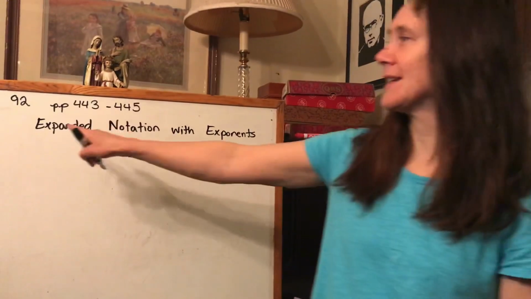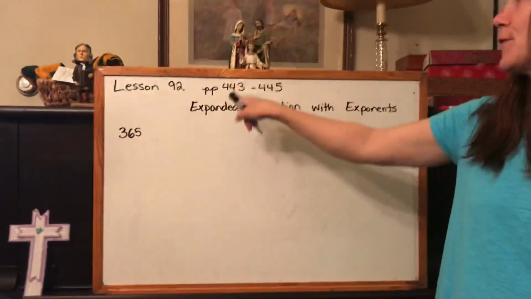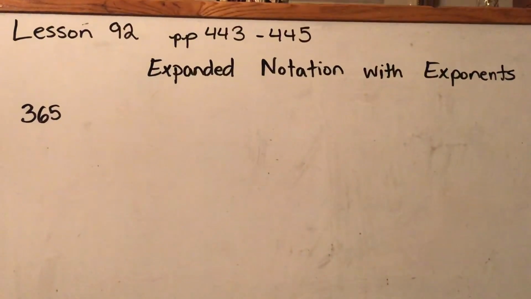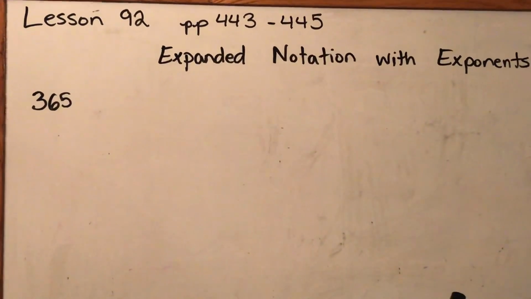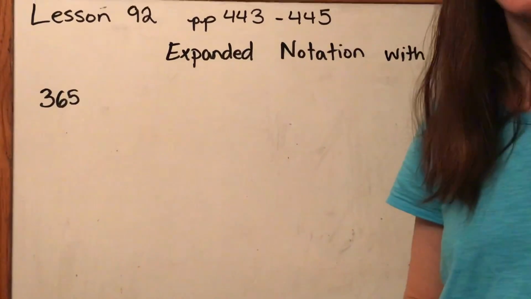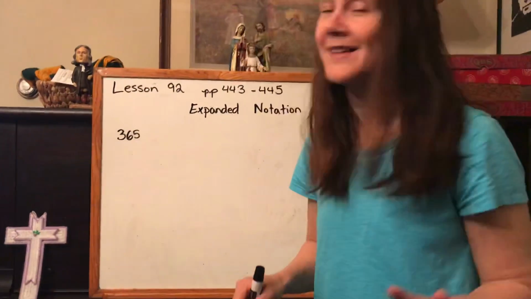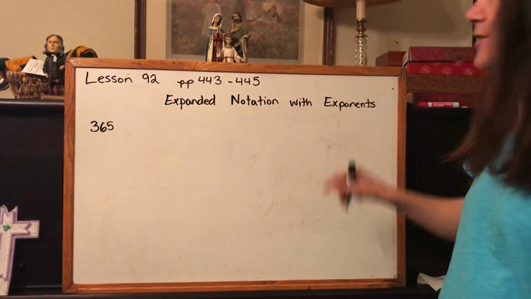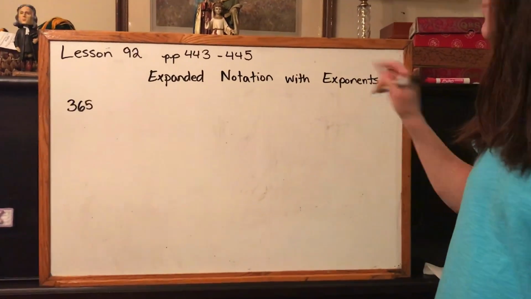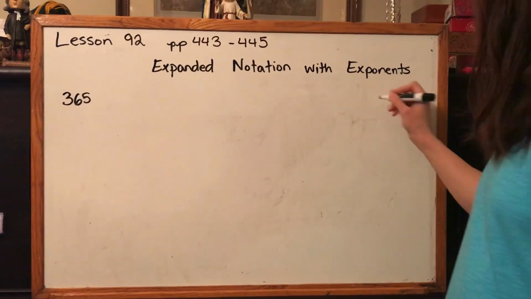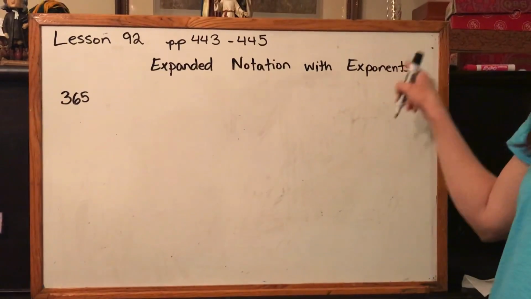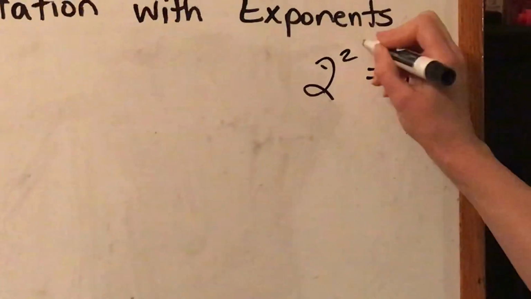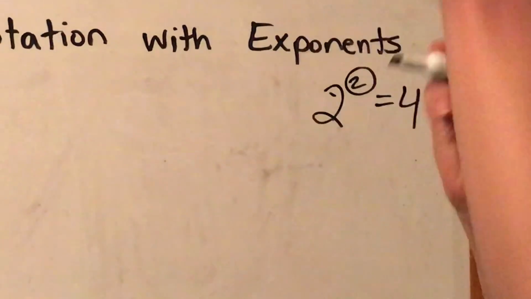All right, we're doing lesson 92, which if you're following along in your book, is pages 443 through 445. There are three different topics in this lesson. The first one is expanded notation with exponents. Remember that exponents are these little numbers up in the corner, like 2 squared equals 4. This is the exponent. All right, moving on.